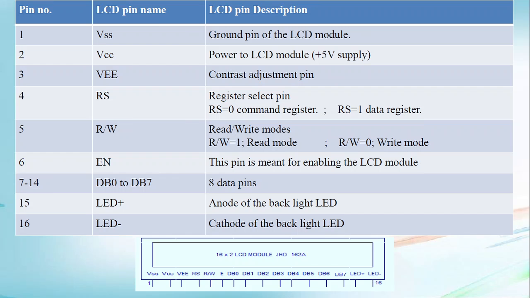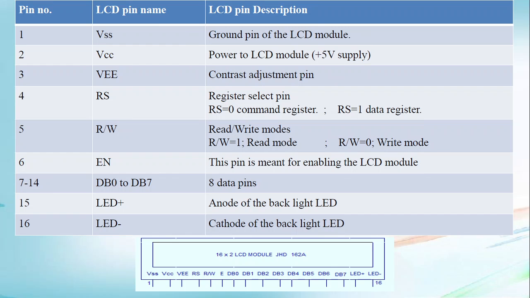This read/write input allows the user to write information to the LCD or read information from the LCD. R/W equals 1 is used as a read mode, and when R/W equals 0, it is used as a write mode. EN, enable. The enable pin is used by the LCD to latch information present at its data pins. When data is supplied to the data pins, a high to low pulse must be applied to this pin in order for the LCD to latch in the data present at the data pins.